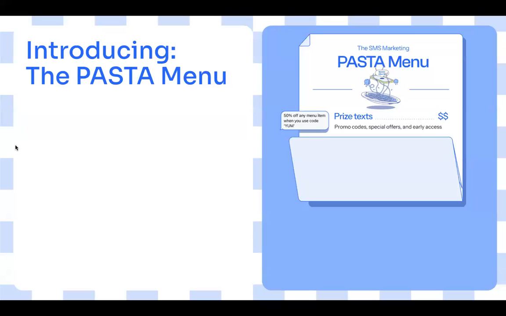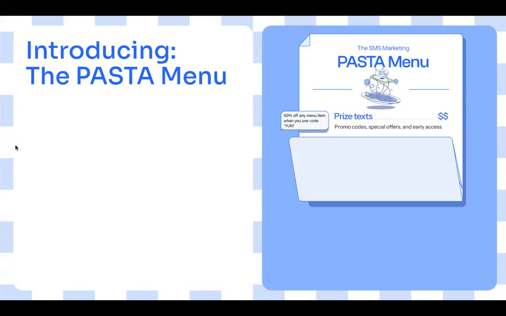So, like I mentioned, we've got this PASTA framework, or PASTA menu. It's got 5 different types of text. They're different categories. It's not meant to be a process where you send each type of text out. There's going to be questions in each section to help you know, are these the right texts that I should be sending to my contacts? And then if so, what do I send exactly?